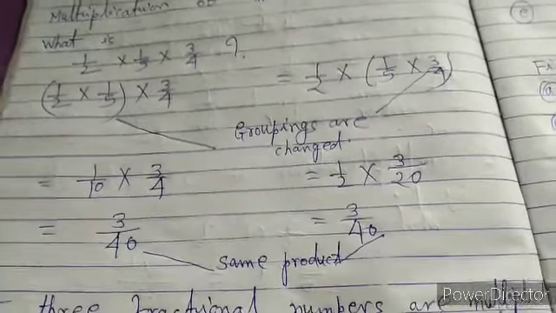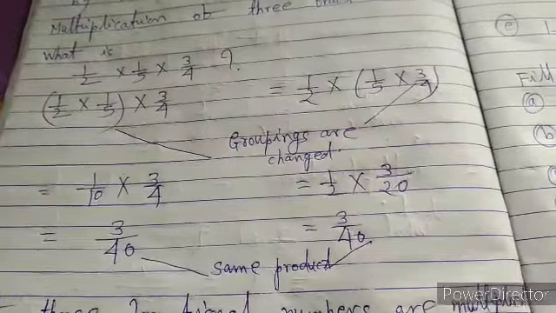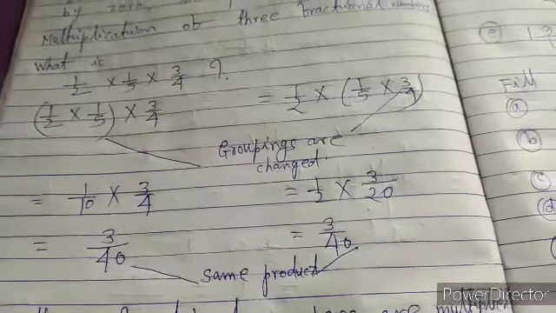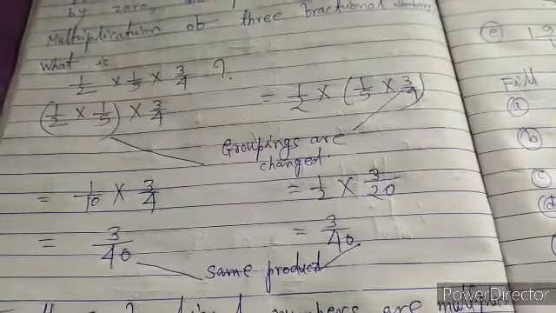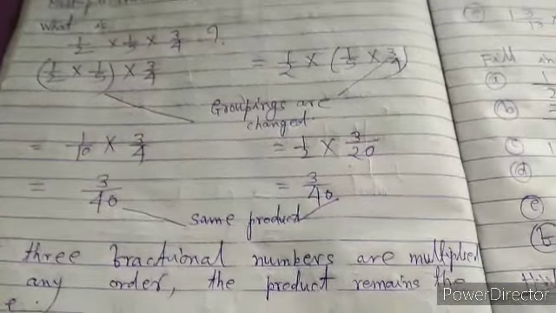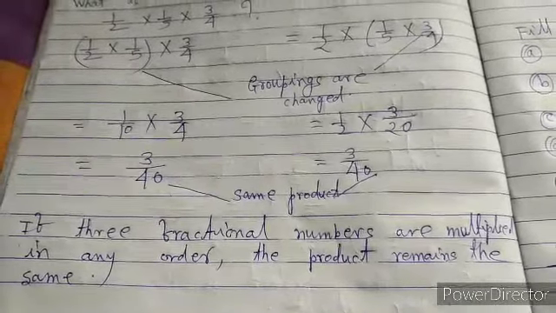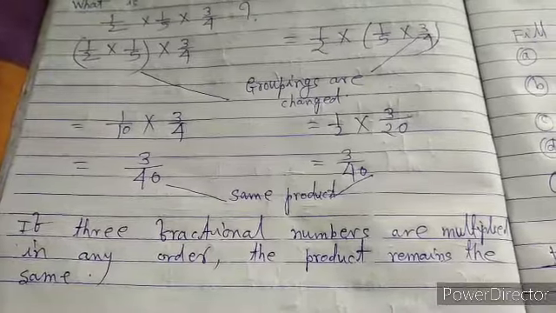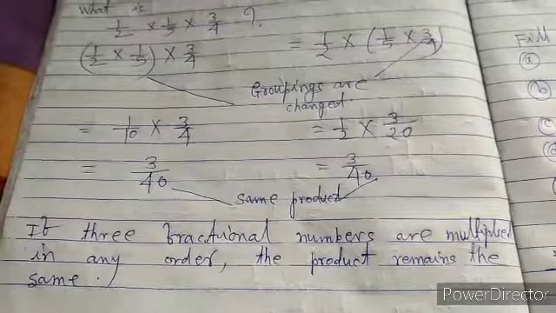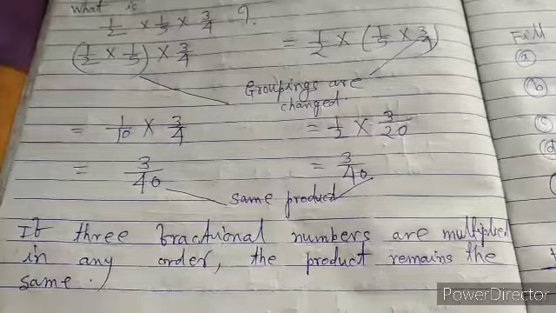and on the right side again 1 by 2 into bracket 1 by 5 into 3 by 4 is multiplied, is equal to 3 by 20. So we observe that the product of LHS and RHS are the same, is equal to 3 by 40. Hence these numbers follow associative law. That means changing the group of fractional numbers, the product remains the same. If three fractional numbers are multiplied in any order, the product remains the same.